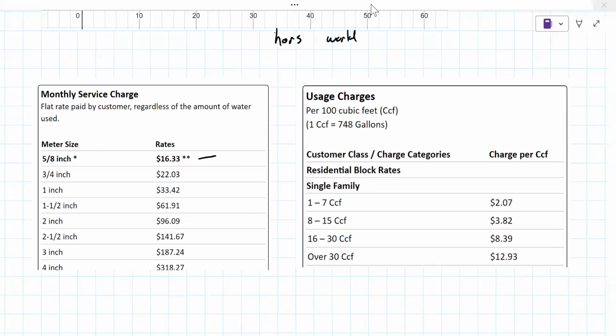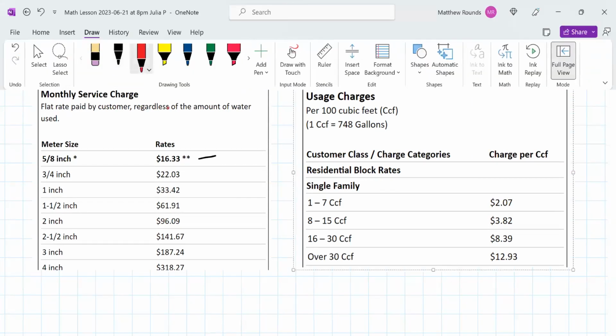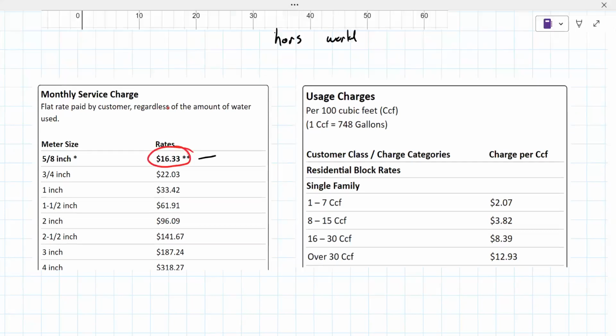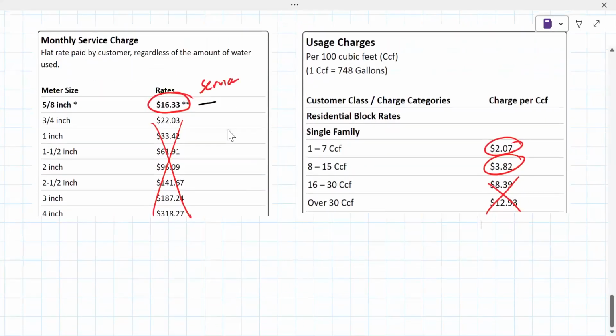So here's the information we need. They've maybe overcomplicated this. We need that. That's like the service charge, the standard one. And then we're going to use these two rates here. Everything else is not needed. Okay. And it says to not fit other units. All right, so let's get going on this.